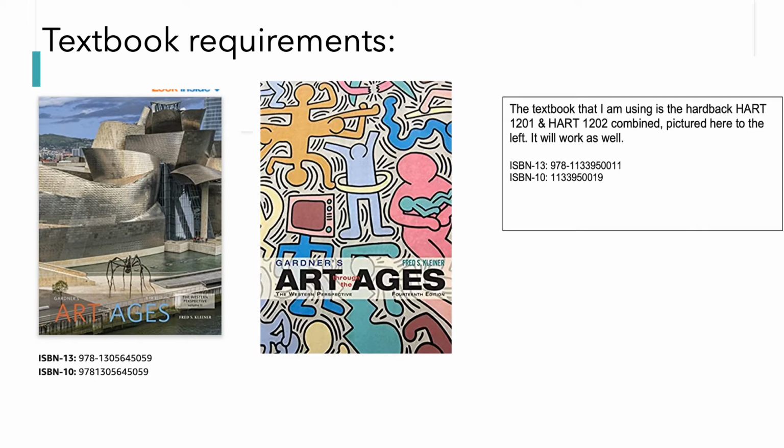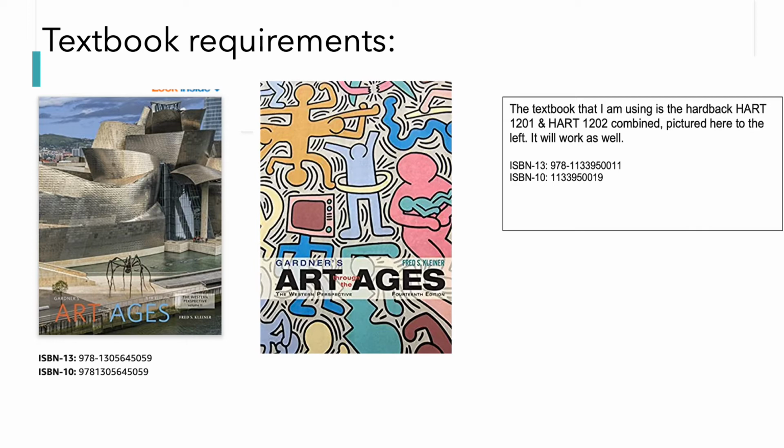It is a hardbound copy, and you could get a prior edition than the one that I am using. If you get a prior edition, your page numbers aren't going to line up exactly the same as what's on the syllabus, and you might have a chapter or two that's moved around, so just be aware of that. But you can save a lot of money by not buying this particular edition. This hardbound textbook, because it has both Art History 1 and Art History 2 in it, is a large, thick, heavy textbook.